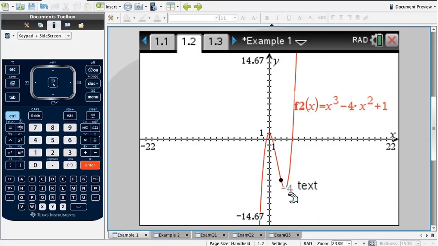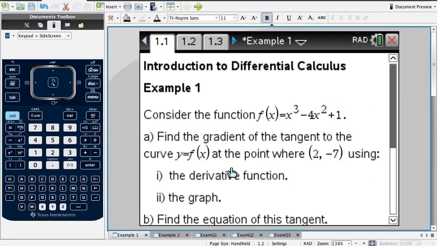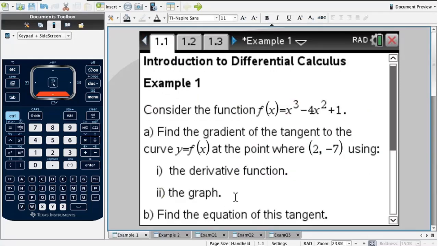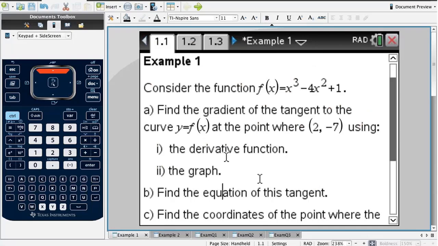And we got -4 again, so we know we're right. Sounds good. Okay, next question. Find the equation of this tangent. Okay, so let's go back to the graph.